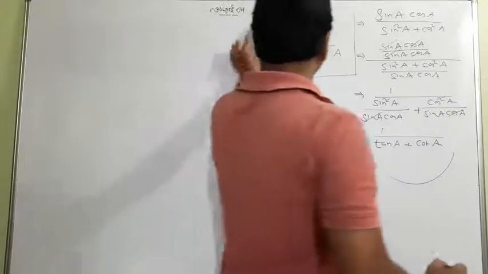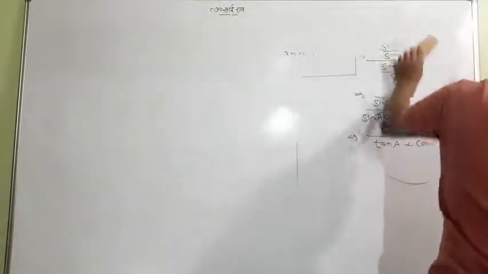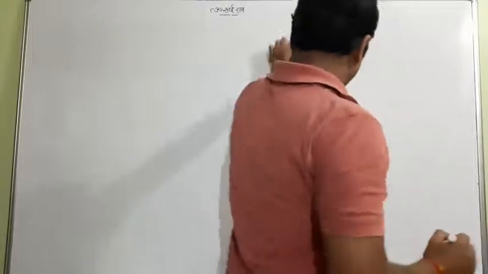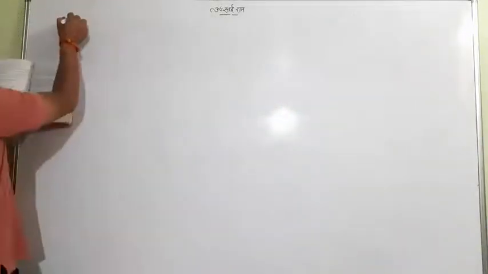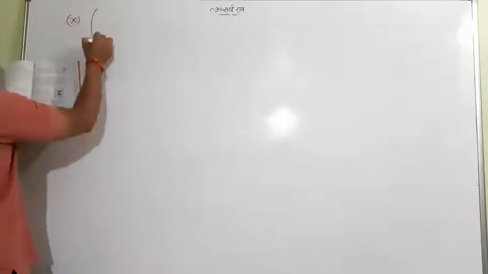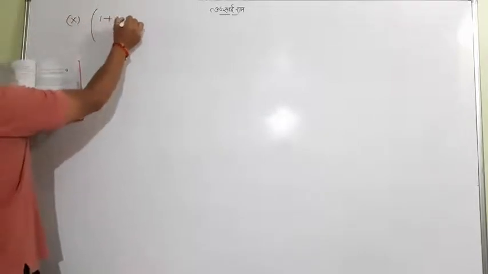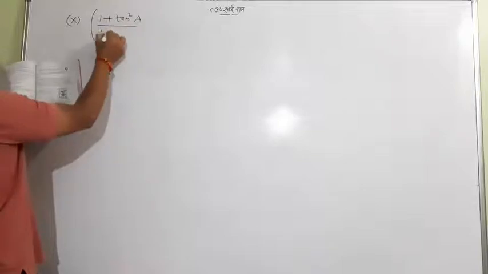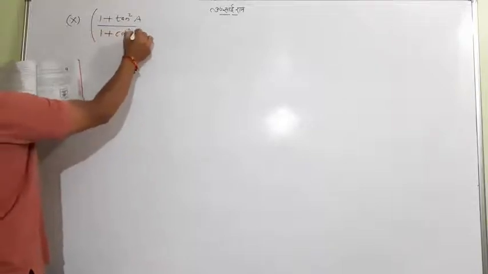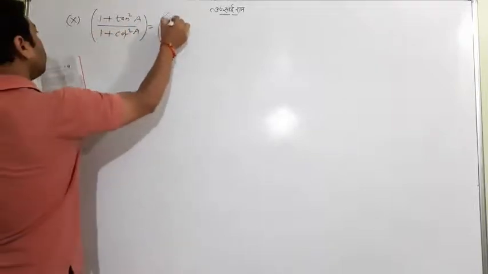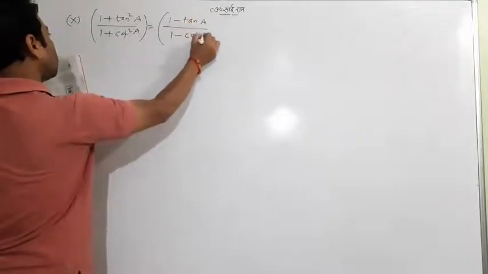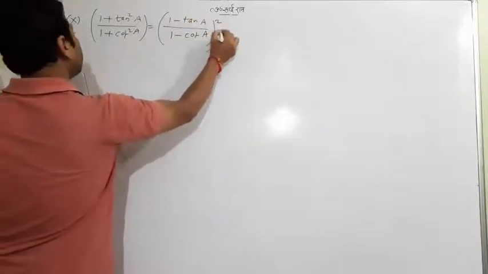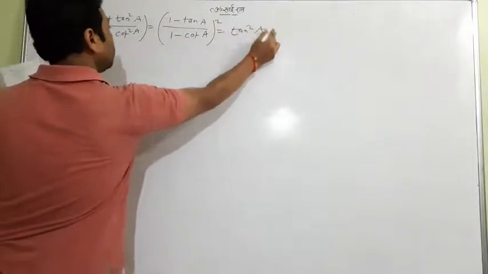Now let's move on to the next question, which is the last one. 1 plus tan square A, 1 plus cot square A, equals 1 minus tan A, 1 minus cot A whole square, equal to tan square A. This is the question.